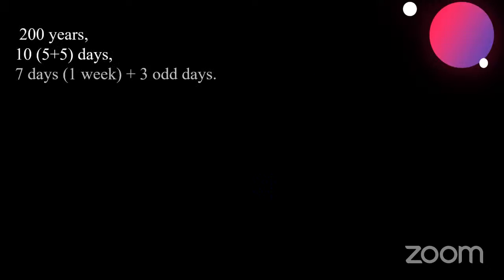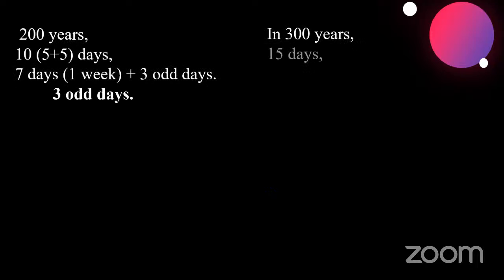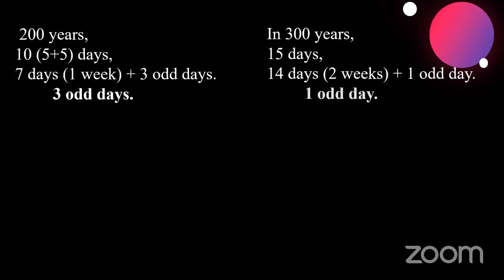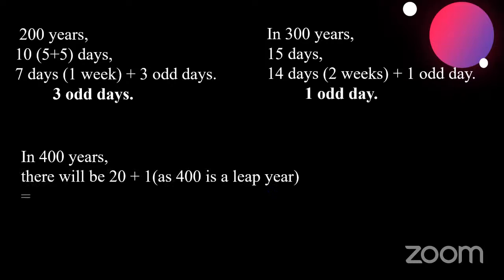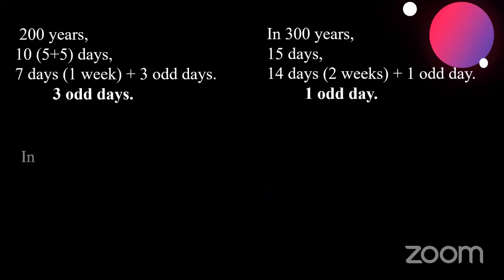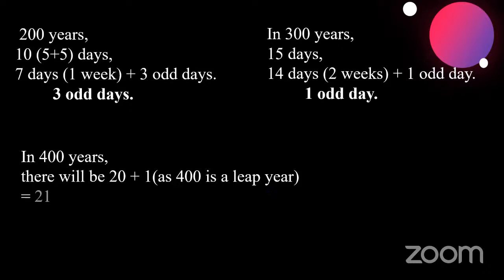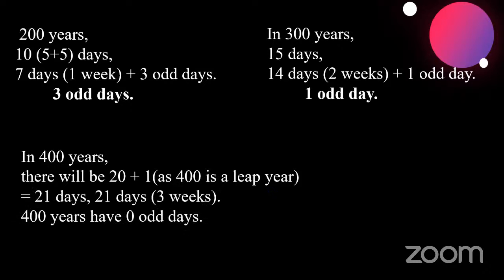Yes. In 200 years, you'll be having 3 odd days. And in 300 years, you'll be having 1 odd day. And in 400 years, there will be 3 completed weeks. Okay. That is 21 days. That is the 3 completed weeks, because these odd days will be added to that. Okay. Yes, ma'am. So that's why we are getting 0 odd days in 400 years.